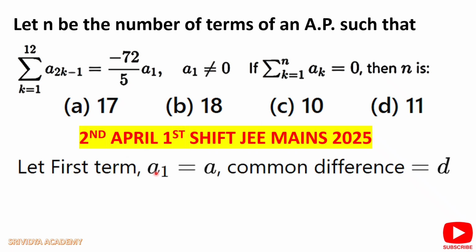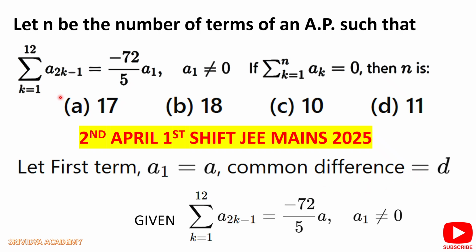Let us take the first term a1. When you put k is equal to 1, we get a1, which is the first term. We will take it as a, and let us consider the common difference as d. Let us consider the given expression, that is the sum for k equals 1 to 12 of a_(2k-1) is equal to -72/5 a, where a1 is not equal to 0.